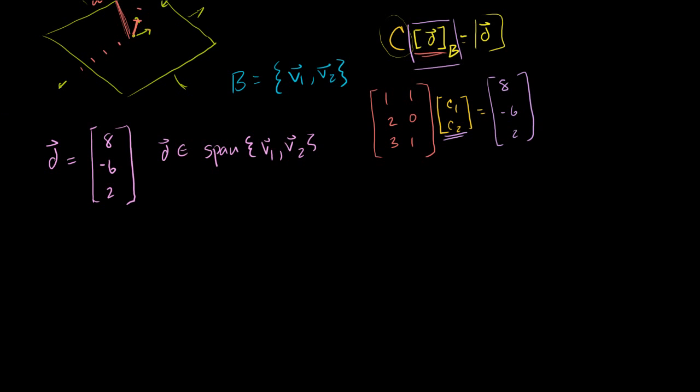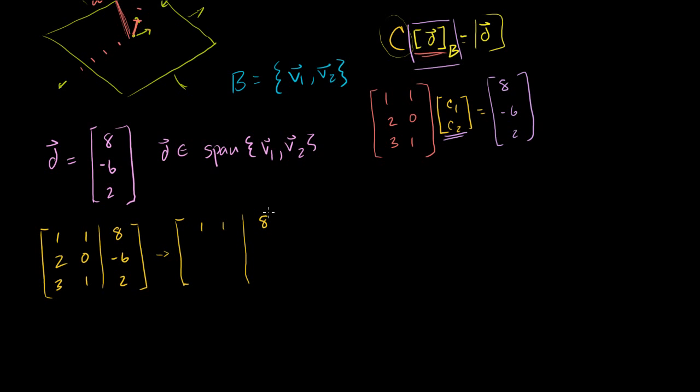That's just our traditional way of solving a linear equation. So what we have is 1, 1, 2, 0, 3, 1, and we augment it with this side right there. So we have 8, minus 6, and 2. Let's keep my first row the same. So I have 1, 1, augmented with 8.